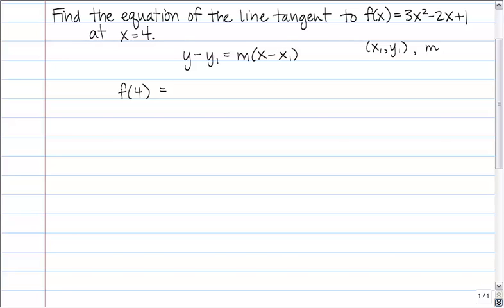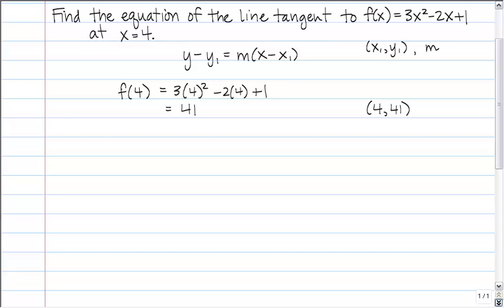Okay, so if f of x equals 3x squared minus 2x plus 1, I want to find f of 4. So 3 times 4 squared minus 2 times 4 plus 1. And that gives me a value of 41. So that gives me the ordered pair (4, 41) that I'll use for my line. Okay? So we have our ordered pair.